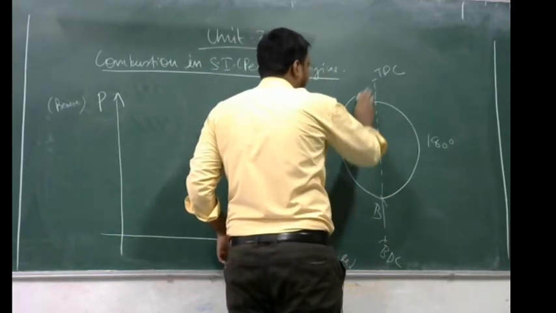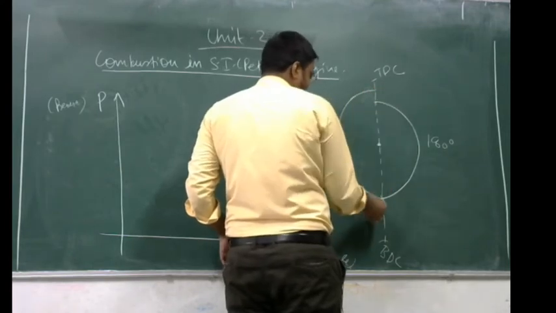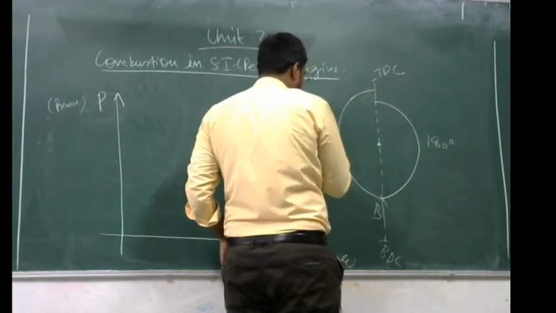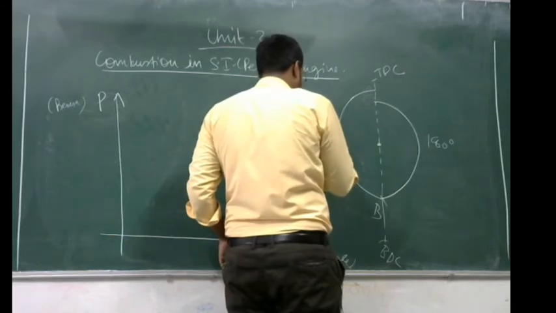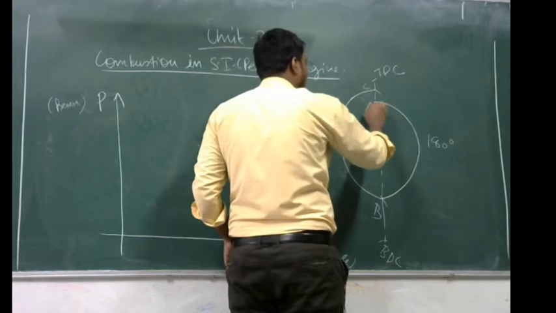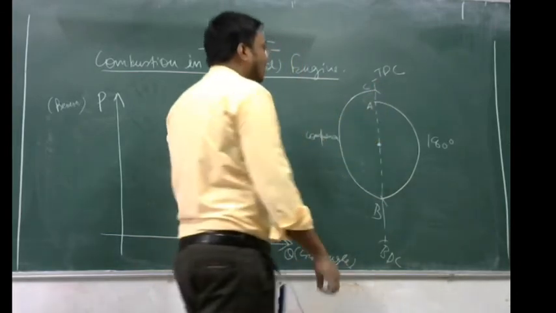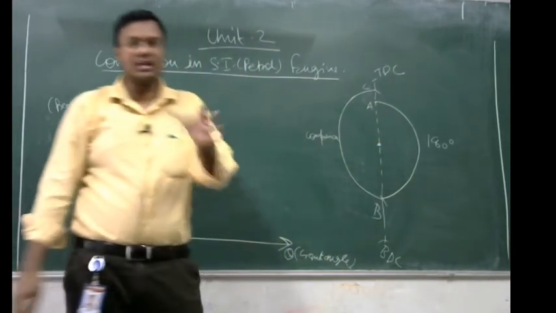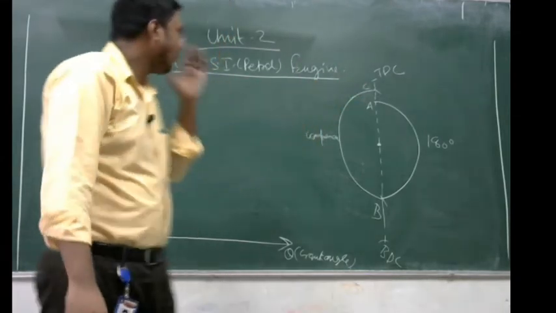So here we move from, and this is compression. We will reach point C. This is point A. Now at point C, combustion of the compressed air fuel mixture takes place.